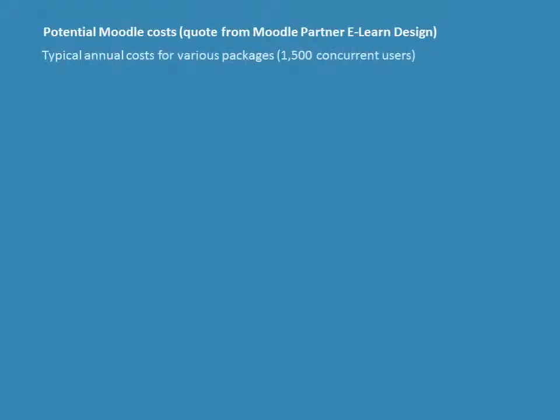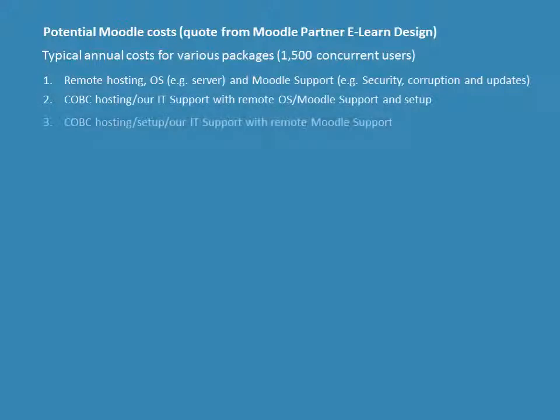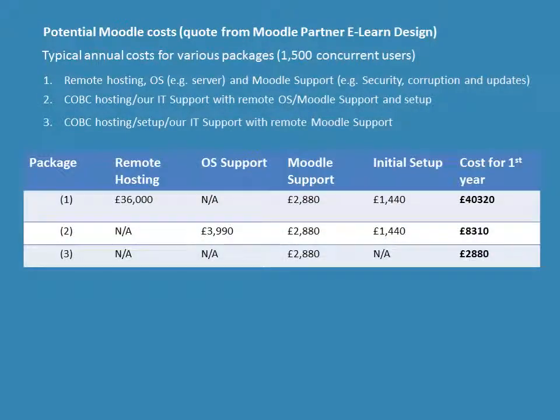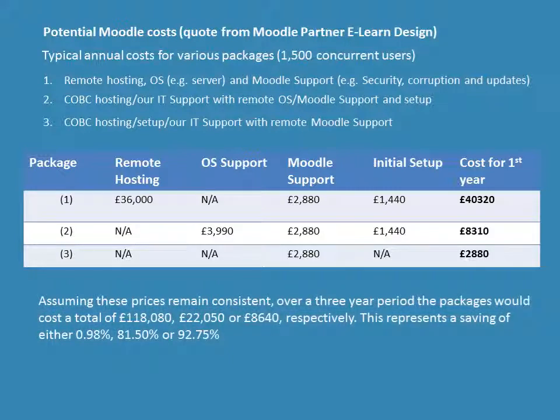Now, potential Moodle costs. This is working with eLearn Design, who are one of the UK Moodle partners, for 1,500 concurrent users. We've got various options. You can have remote hosting, where they'll put it on a Windows server. They'll offer Moodle support for security, corruption and updates, technical advice, all that sort of thing. Or we could host it ourselves and have our IT team provide support.